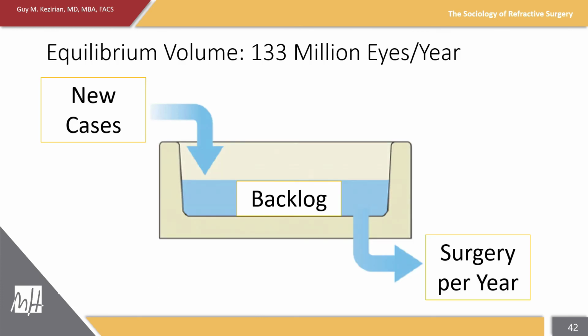So, with that in mind, how many people need to be treated? Well, at equilibrium, if we were to keep up with the development of new myopia by simply treating the new cases every year, and hopefully eventually over time decreasing the backlog of people who are untreated in that demographic age group, we'd have to do 133 million eyes per year. In the whole history of LASIK, we've only done about 40 million eyes. So this is 3 or 4 times more than we've done in the whole history of LASIK being done every single year with some kind of refractive procedure.